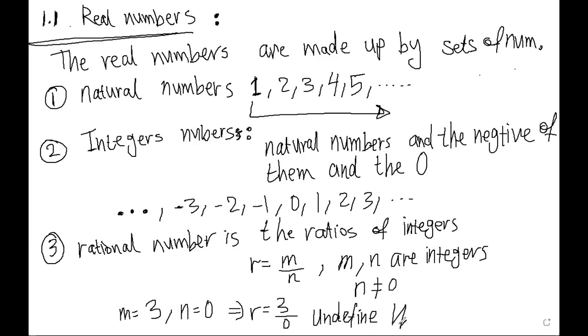Okay, this is undefined. That's why here N is not equal to 0. So we have to focus: N and M are integers and N is not equal to 0. This is called rational numbers. Rational numbers are a fraction that looks like this. Now the fourth set that makes up the real numbers is called irrational numbers.